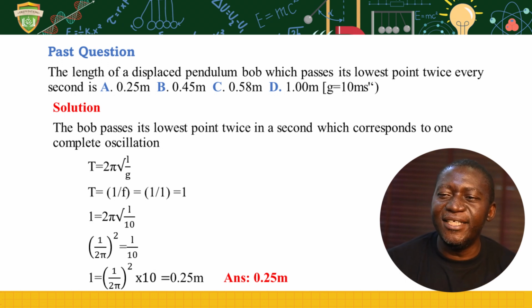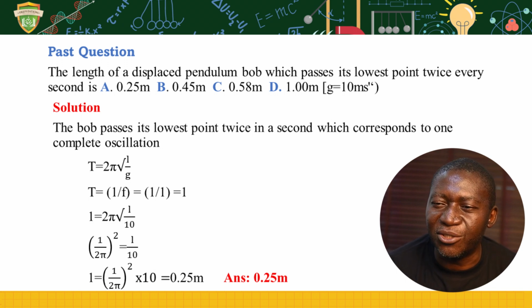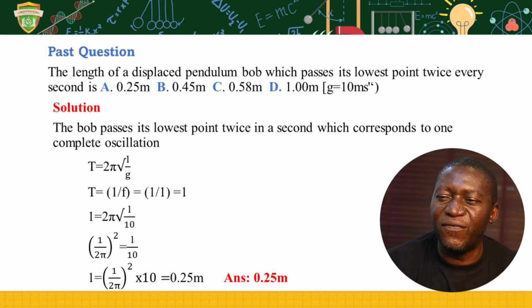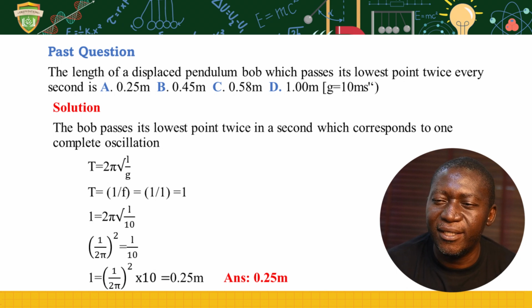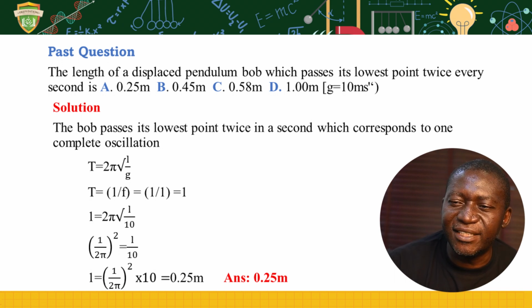Now, if you look at this question carefully, we are told that the ball passes through its lowest point twice every second. That means it makes one complete oscillation, so the period of the oscillation is equal to 1. So now, if you look at the formula, T is equal to 2 pi square root of L over g. Now, if our T, which is the period of motion, is 1, and then we substitute into the formula, g is given as 10 meters per second squared.